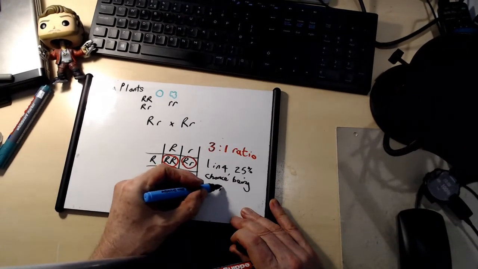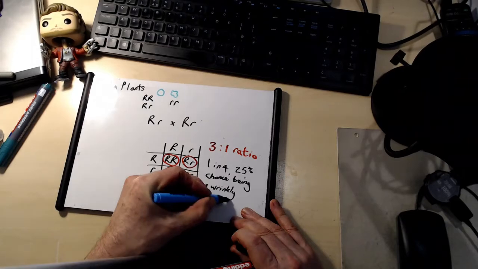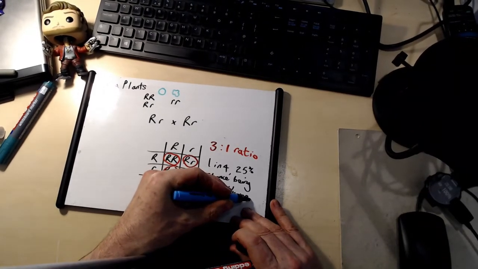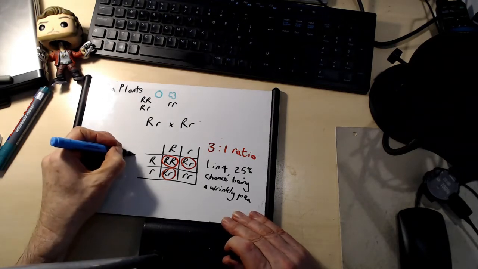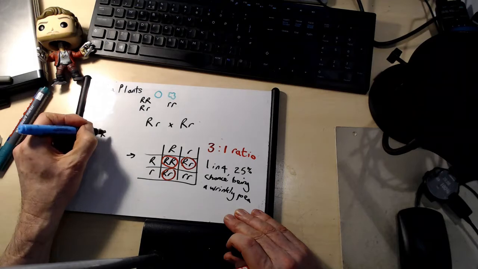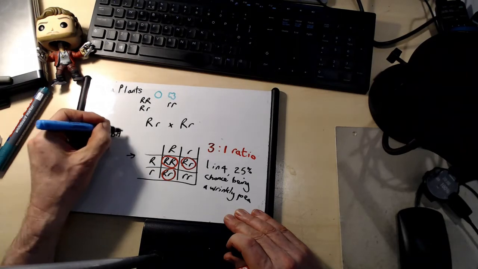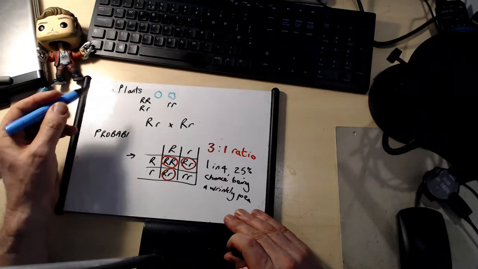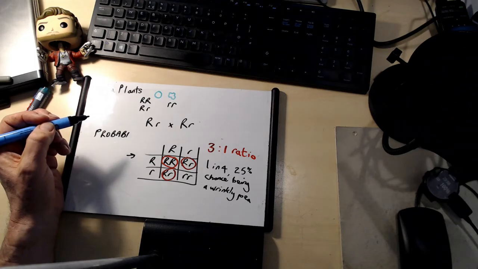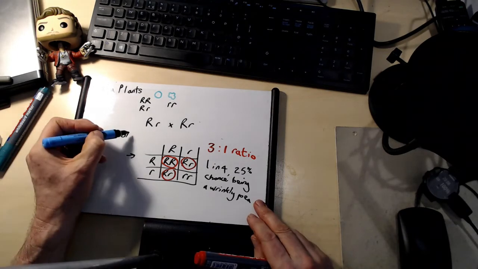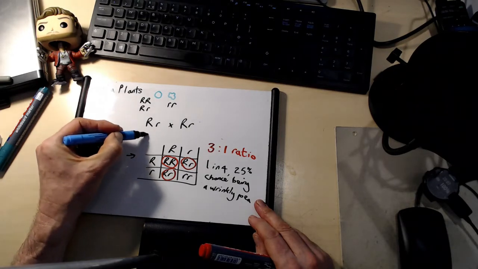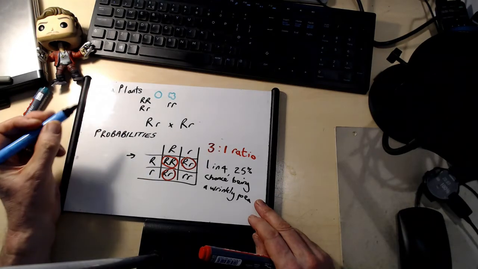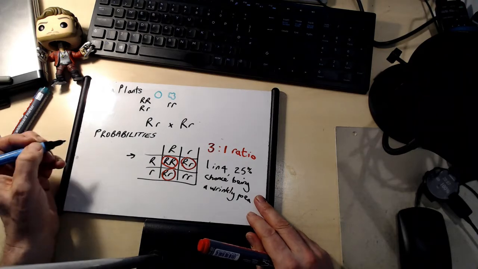Being a wrinkly pea. Okay, so there we go. These are what we call probabilities. That is not necessarily what will happen, but these are the chances of something happening. Probabilities don't say definitely what will happen.